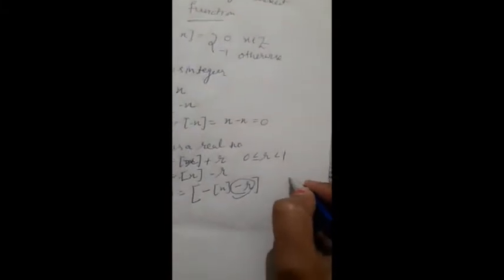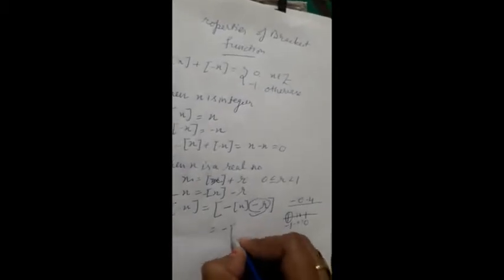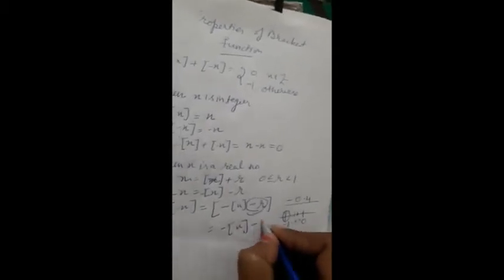Now what about minus r? If r is any fractional part, say it is some decimal number, for example, we take minus 0.4. What is its greatest integer? We plot it on a line. It is 0, it is minus 1, and minus 0.4 lies somewhere here. So its greatest integer is the left hand side number, which is minus 1. So it comes out to be minus of greatest integer x minus 1.